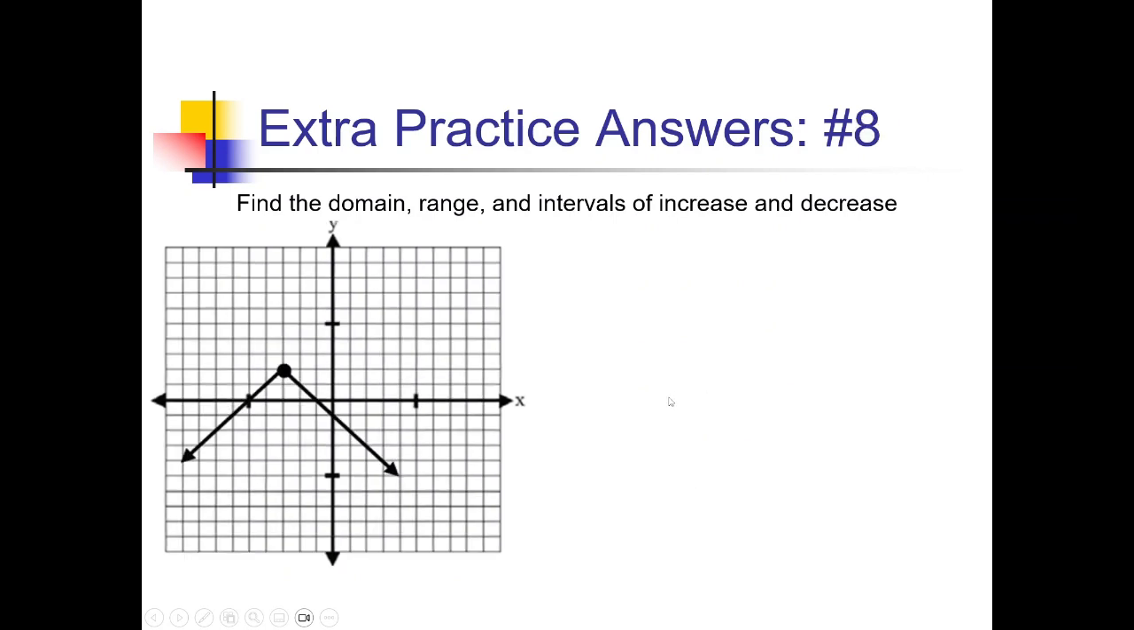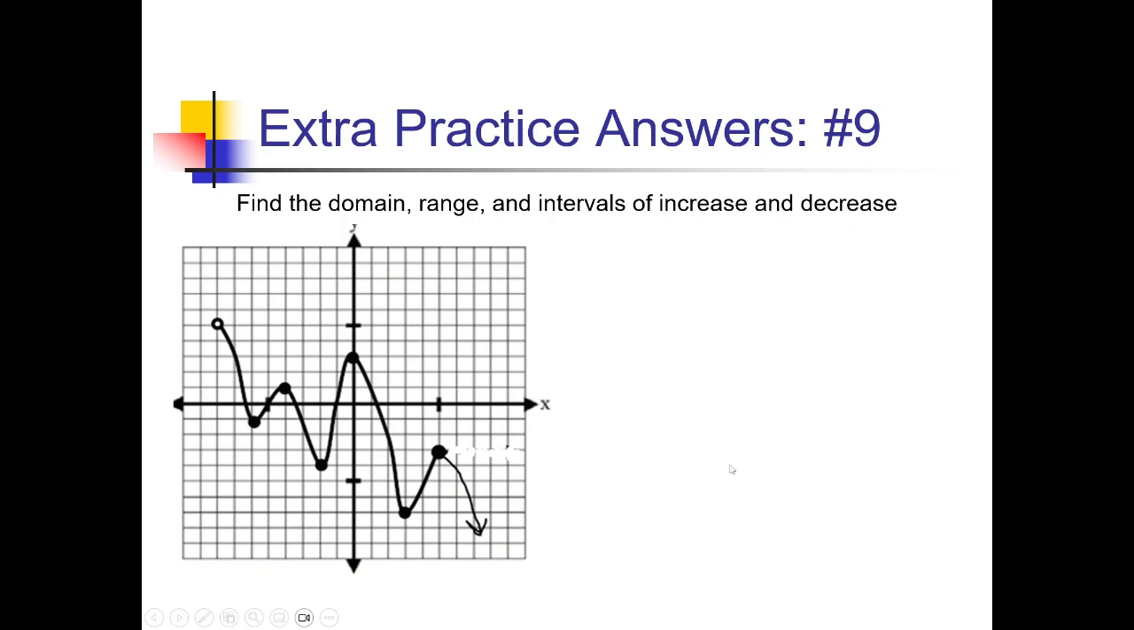For number 8 on the domain, I'm going left and right forever, so negative to +infinity. For the range, we're going down forever, so -infinity, and we're stopping and turning around at +2 with a solid dot, so 2 bracket. For increasing, that's happening from -infinity to -3 right here, and now decreasing from -3 to +infinity.